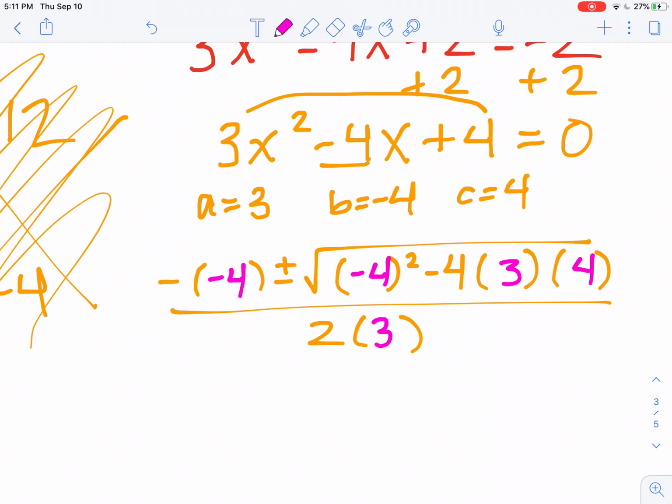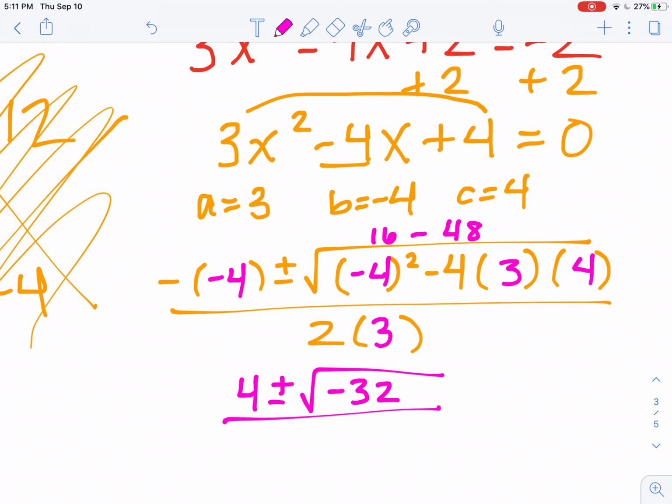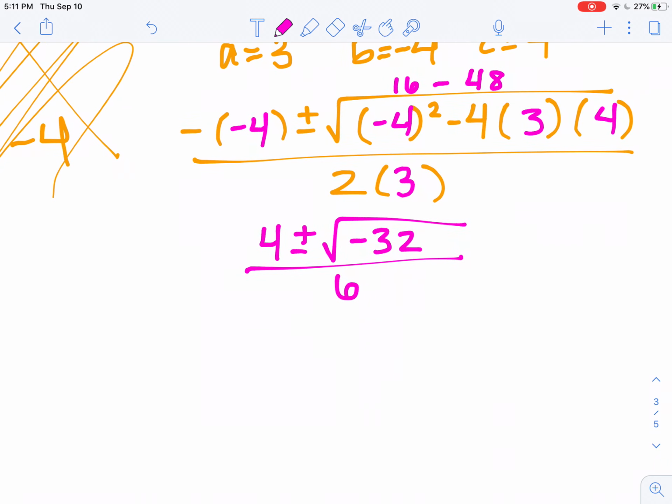And now we want to simplify it. So out front, a negative 4 is positive 4. Under the radical, negative 4 squared is 16, minus 4 times 3 times 4 is 48. So we get 16 minus 48, which is a negative 32, over 2 times 3 is 6. Okay, so now we've got our possible answer.